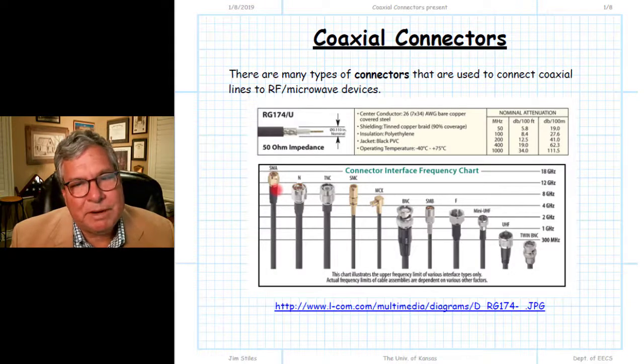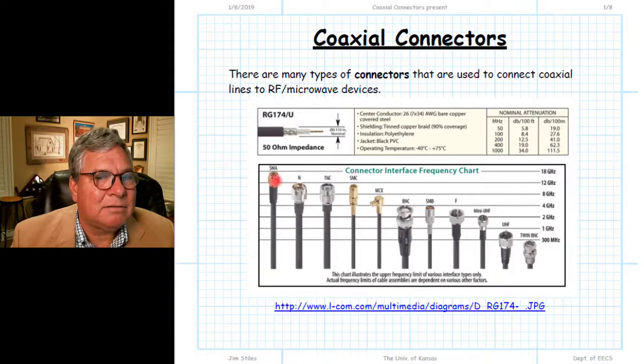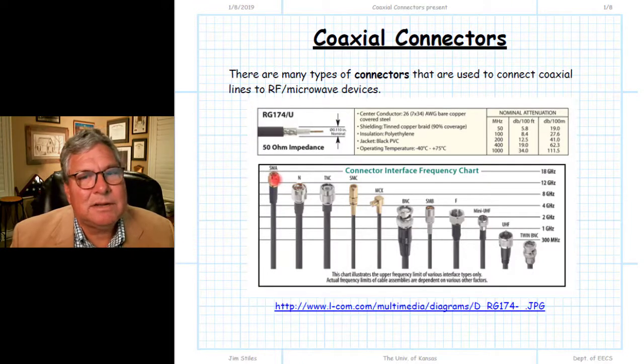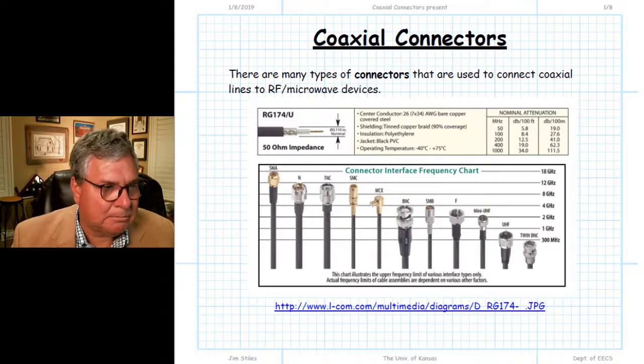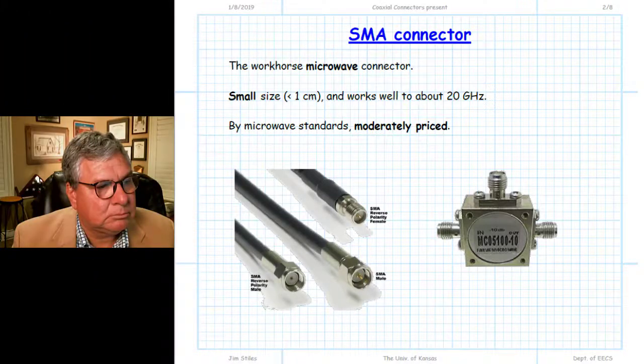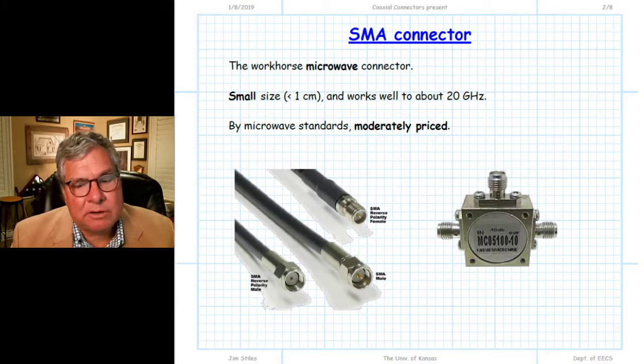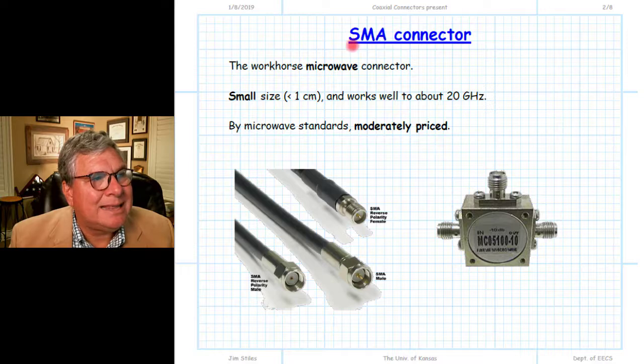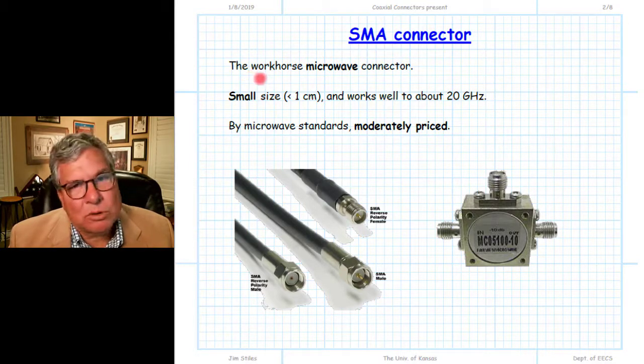Now I'm going to pick a few of these connectors and talk about them and give you some idea of their performance, their costs, and why or why not we may use them in our system. So the first connector I'm going to talk about is the SMA connector. And it really is the workhorse microwave connector.